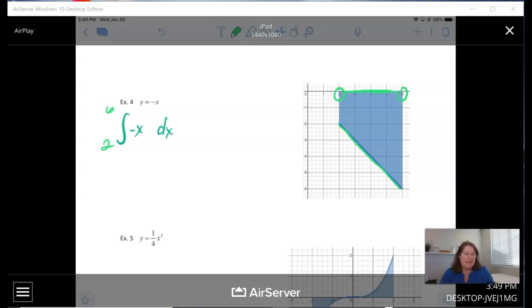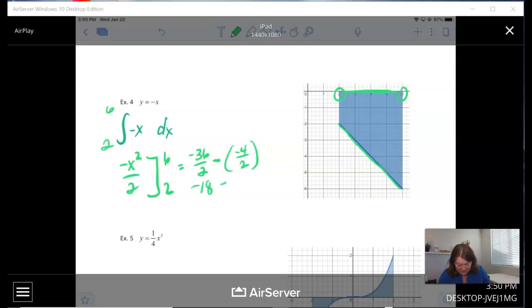Any idea what kind of answer we might get here? There's a trapezoid. We could check this with a trapezoid. Let's use antiderivatives. Let's use integration and see how we do. So this is going to be negative x squared over 2, and I'm going to evaluate it between 6 and 2. So when I plug in a 6, I'm going to square it first, then take the negative sign. So that's negative 36 over 2. Then a minus sign, and this time I'm going to get a negative 4 over 2. So this is negative 18 plus 2, which looks like it will be negative 16.